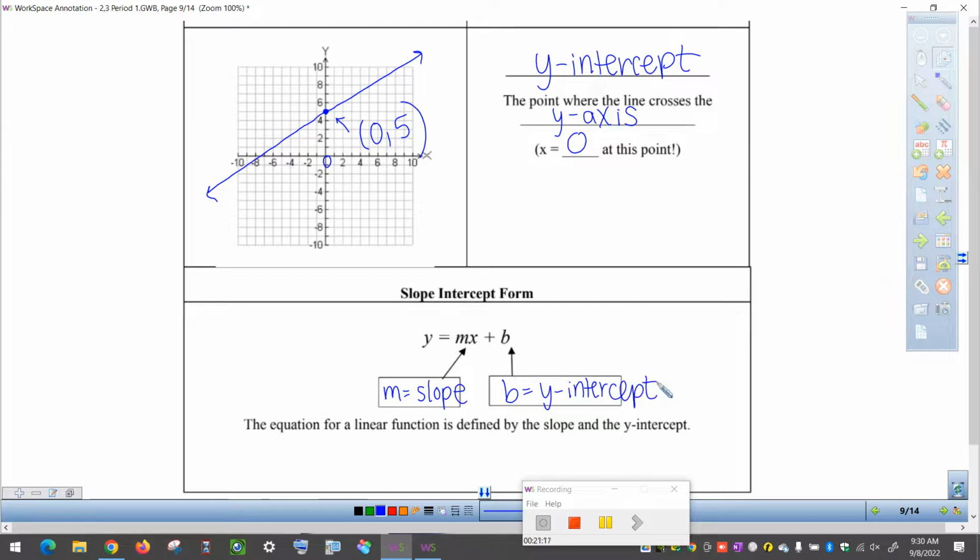Now, if you see a number that looks like it's being added on the end, that just means your y-intercept is a positive value. So it's going to cross the y-axis somewhere up here where the positives are. If it looks like a number is being subtracted from the end, that just means that your y-intercept is negative. So it's going to cross somewhere down here where the negatives are. The equation for a linear function is defined by the slope and the y-intercept.